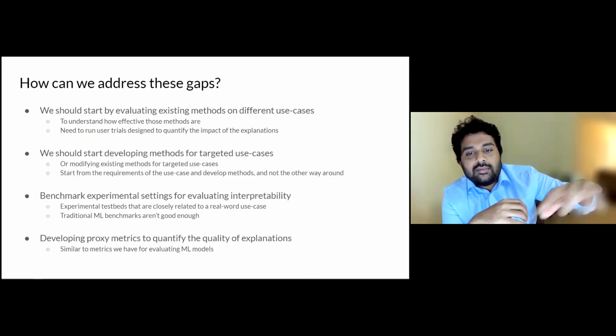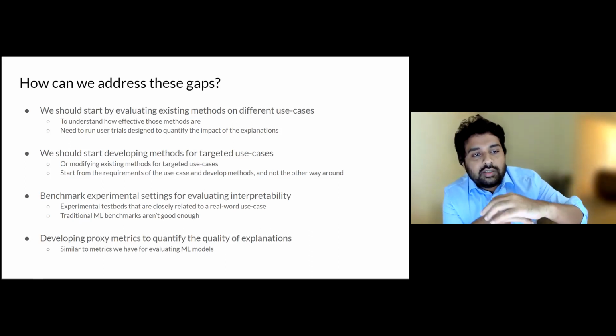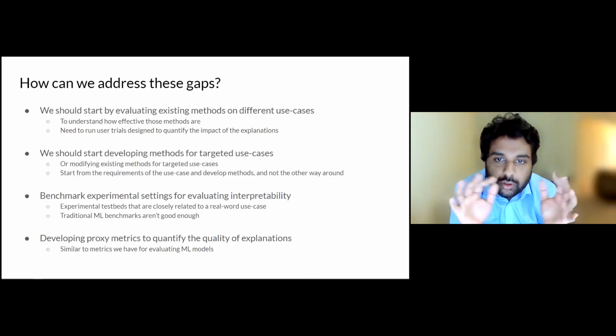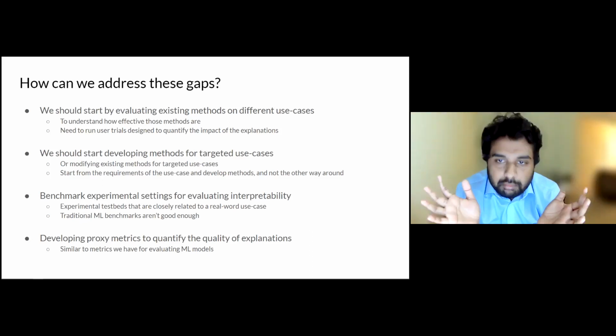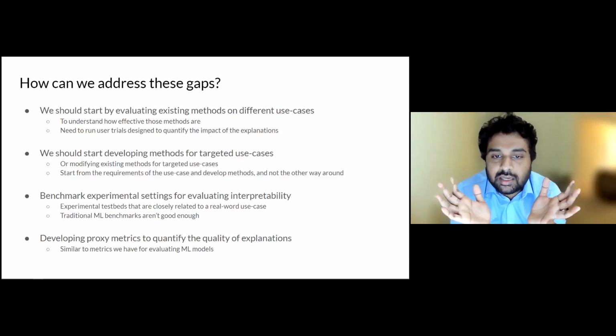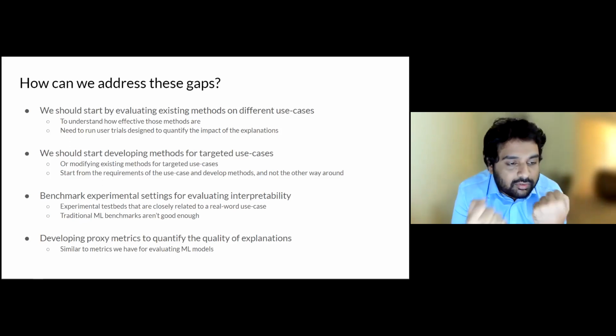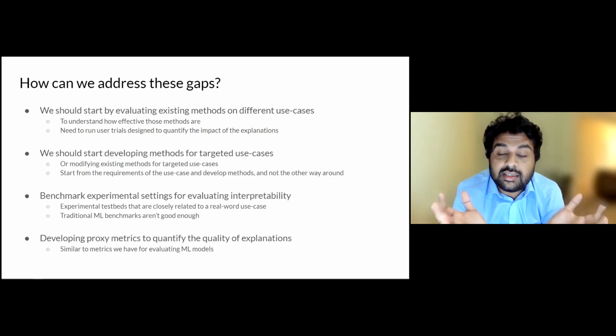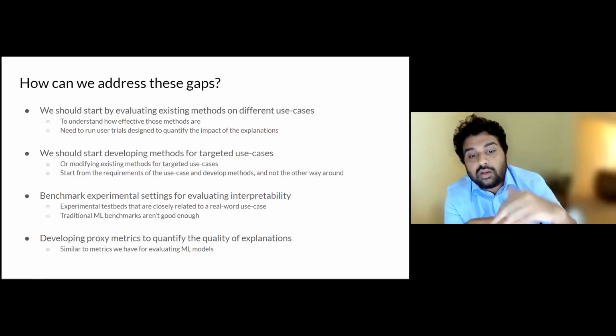So UCI is a wonderful repository for trying out new machine learning models or new machine learning techniques that we come up with. So there's this repository of great benchmark problems that help us compare different machine learning techniques. We need something similar for interpretable machine learning as well, and the traditional ML benchmarks that we use are not good enough for that.